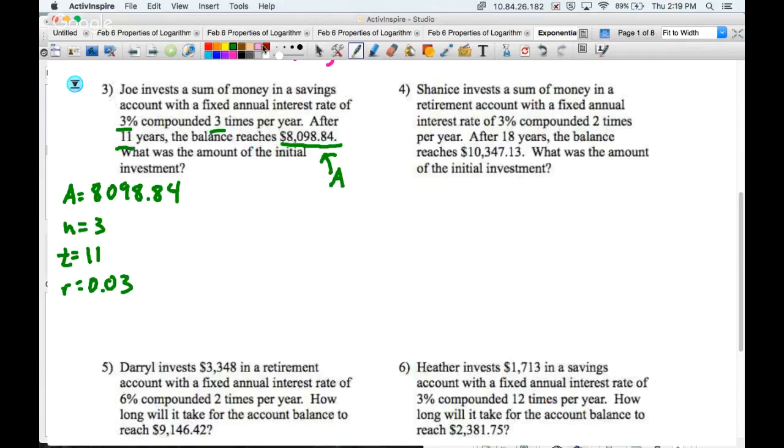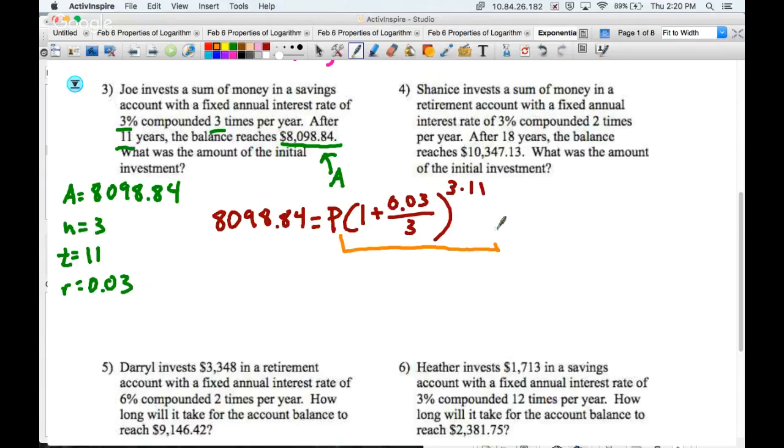Plug these into our compound interest formula, and we'll get $8,098.84 equals our unknown initial amount times 1 plus the rate divided by the compounding periods, all to the power of compounding periods times the number of years. All right, everything after the P can be simplified down to a single number. I'm going to do that in my calculator now. That's 1.01 to the power of 33.